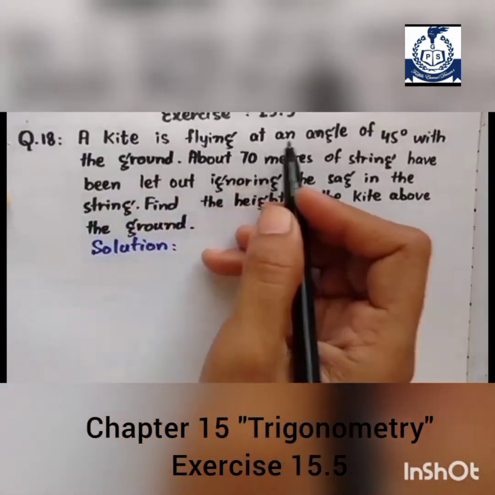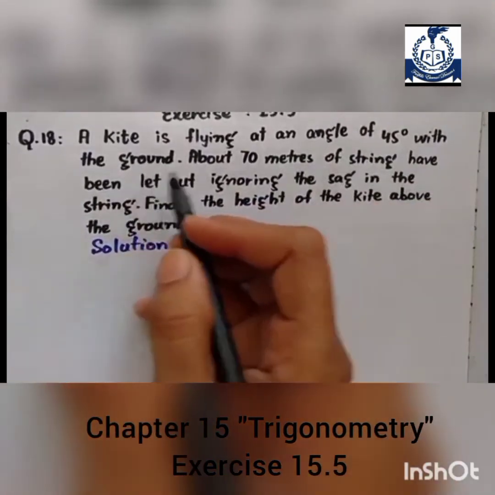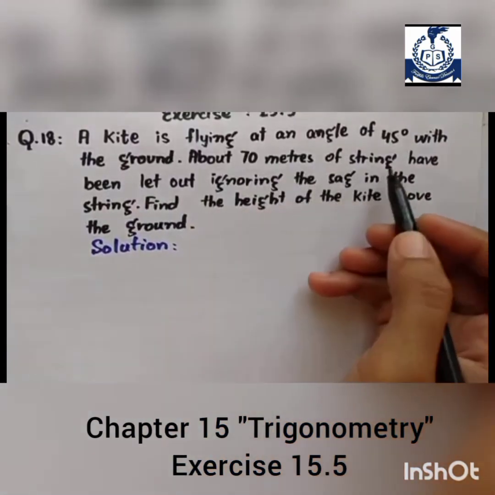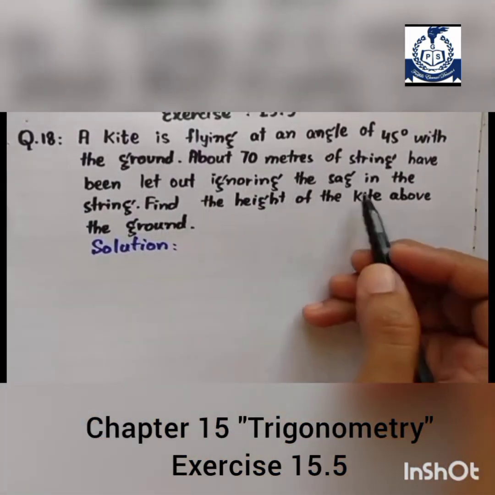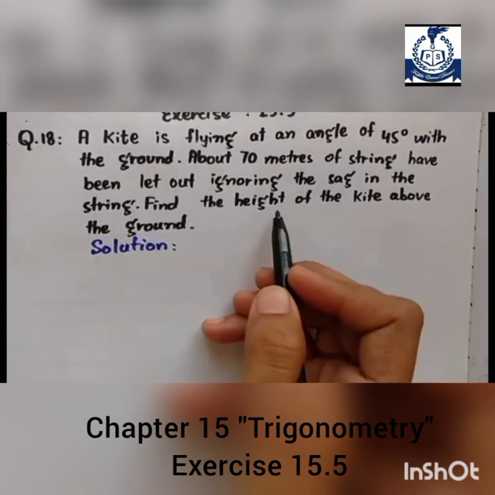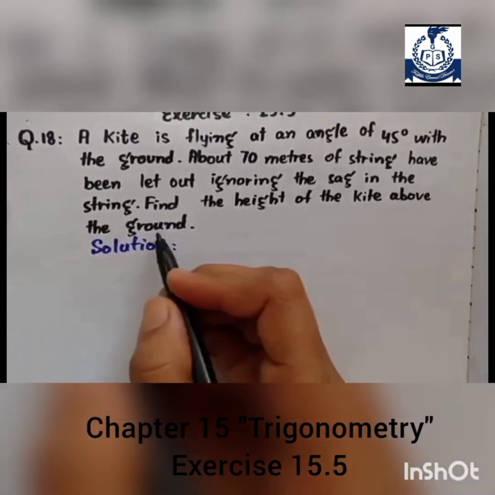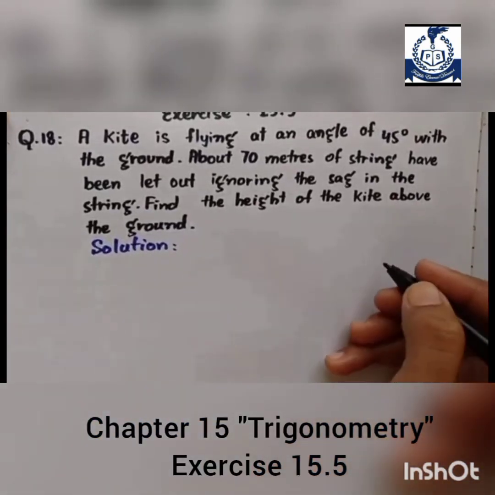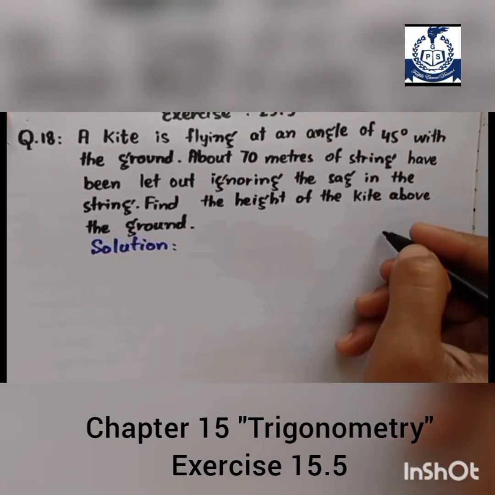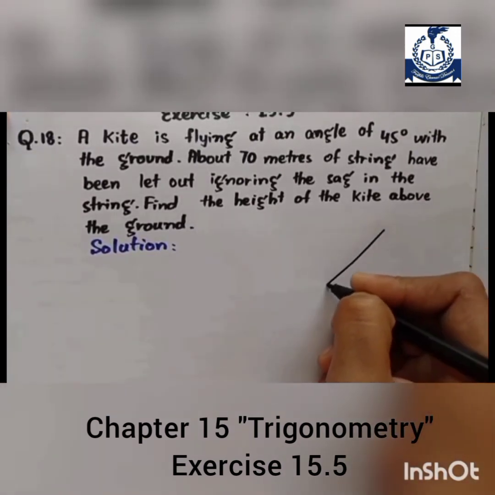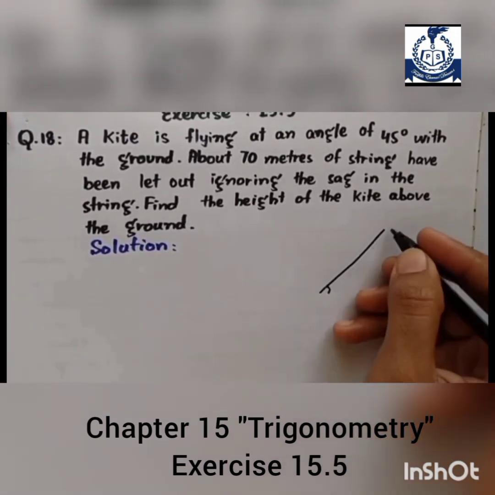A kite is flying at an angle of 45 degree with the ground. About 70 meter of string have been let out, ignoring the sag in the string. Find the height of the kite above the ground. So here I make the figure. So here is a kite which is flying.